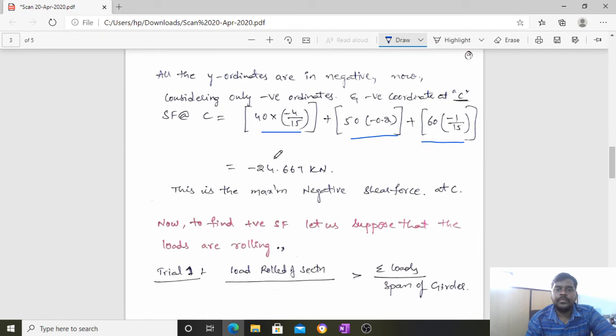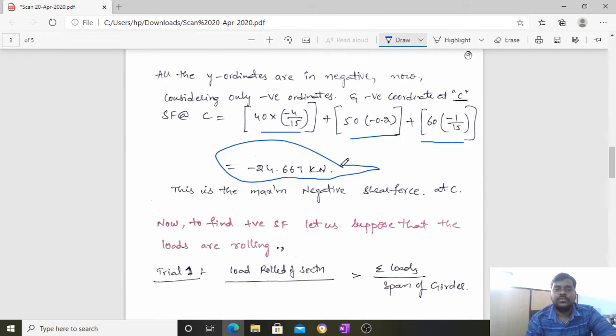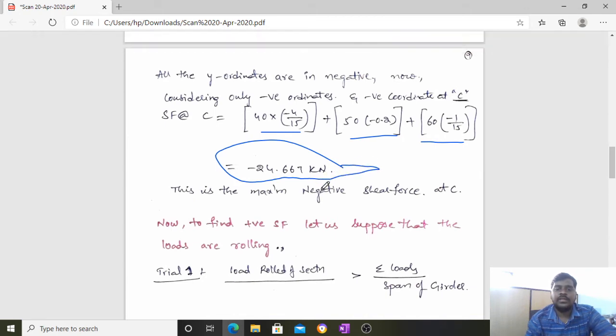So the ordinates, the value is minus 24.667 kilonewton. So this is the maximum negative shear force at C.